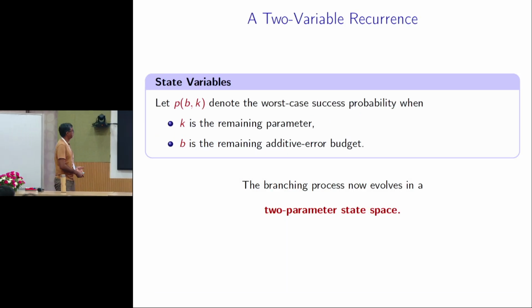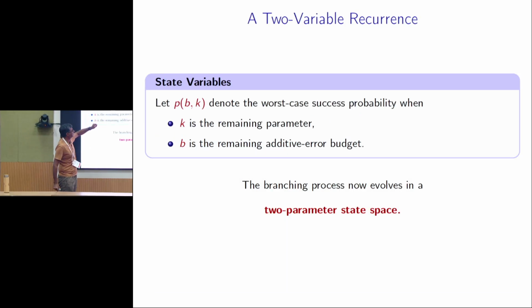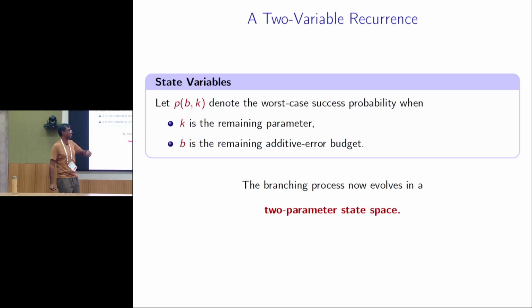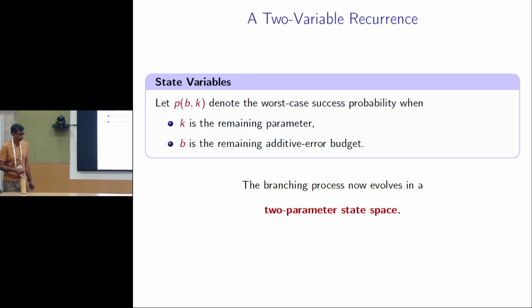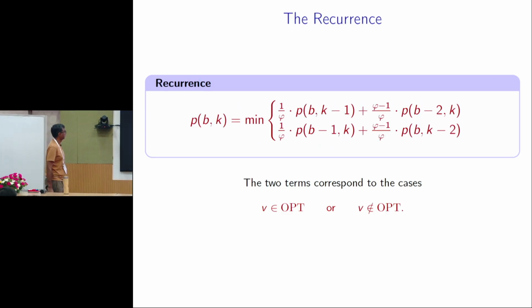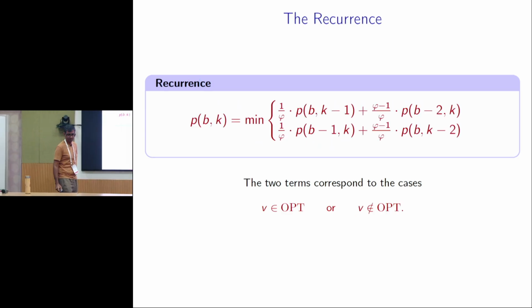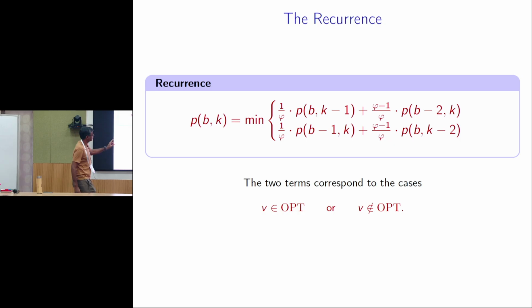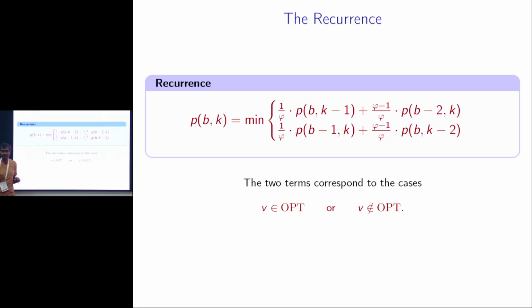Okay. So now we will have P(B,K), which denotes the worst case success probability when K is the remaining parameter and B is the remaining additive error budget. Okay. So this is what you will write. Now let me explain this recurrence to you.